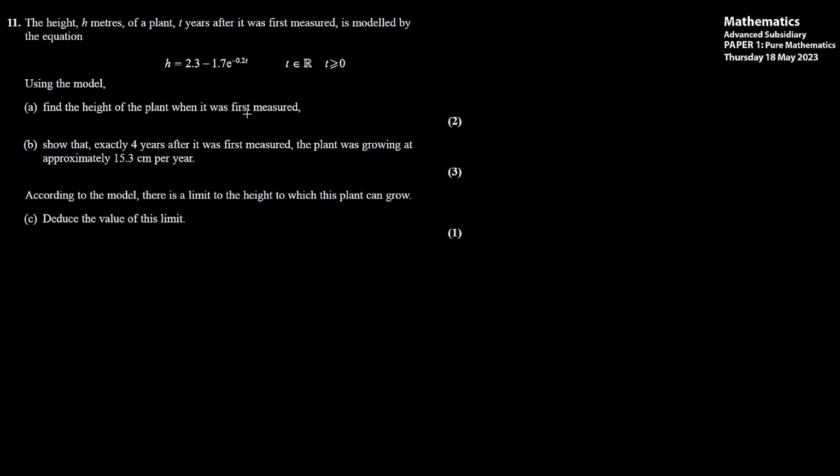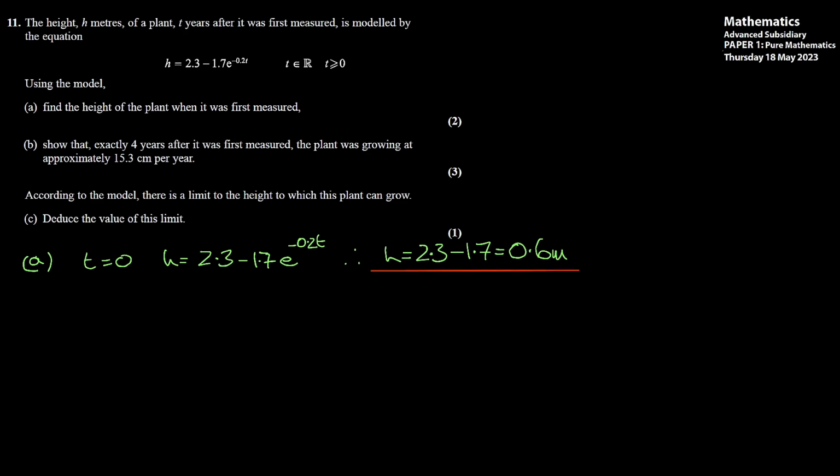Find the height of the plant when it was first measured. So it was first measured when t was 0. So we've got to substitute t is equal to 0 into this equation and work out what h is. Anything raised to the power 0 is 1. So therefore, h is equal to 2.3 minus 1.7, which is equal to 0.6. And this is meters. And that's the answer to part A.